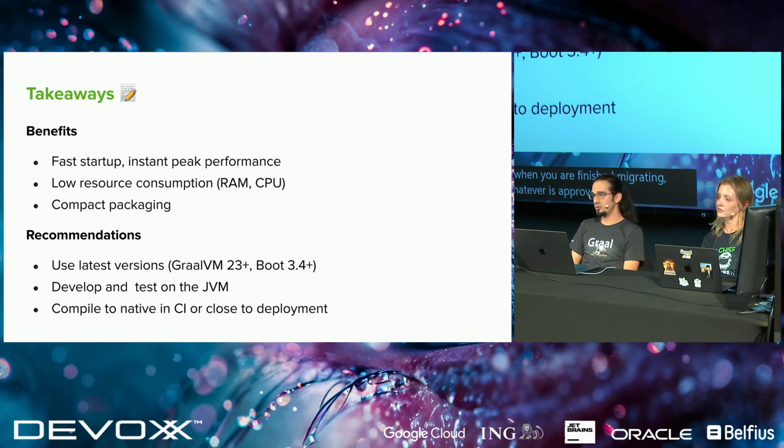Use the latest Spring Boot. The libraries get better support, Spring Boot gets better support, you get better performance. So keep upgrading. Develop and test on the JVM, and then compile close to what you're deploying to.